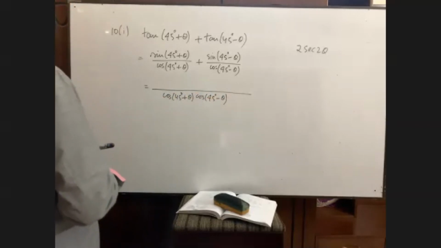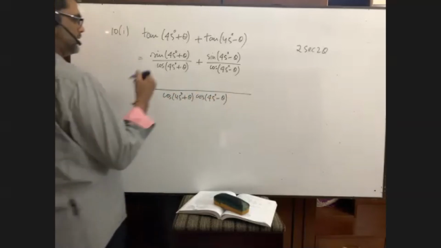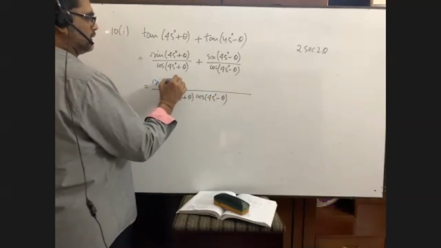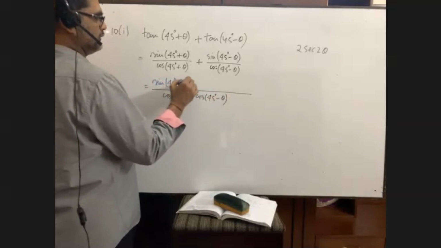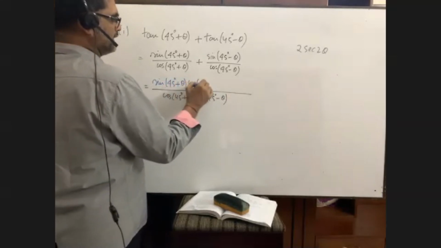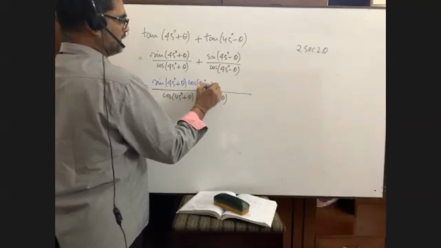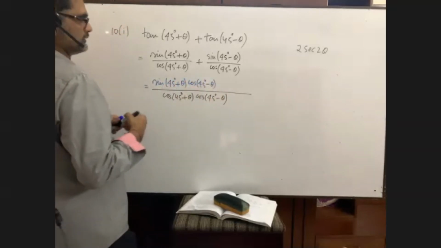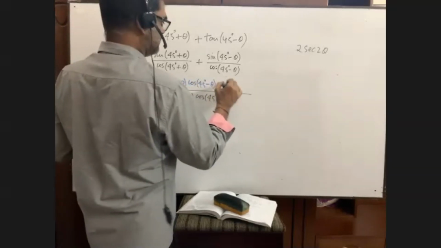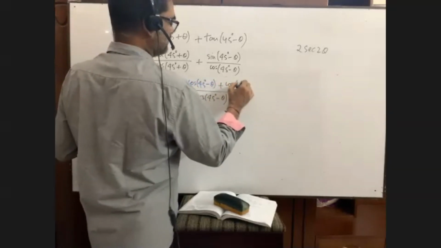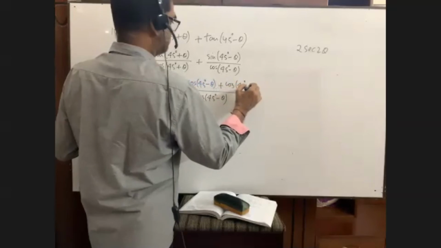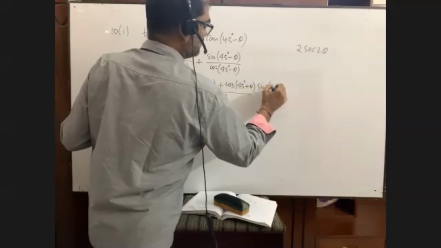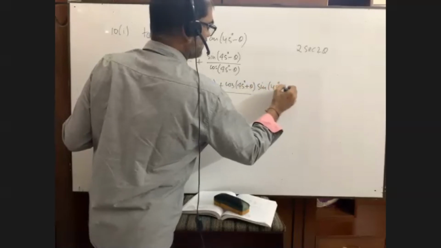And in the numerator we will get sine(45 degree plus theta) into cosine(45 degree minus theta), right? Plus cosine(45 degree plus theta) into sine(45 degree minus theta).